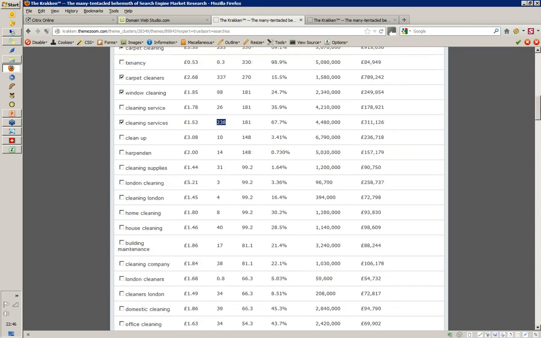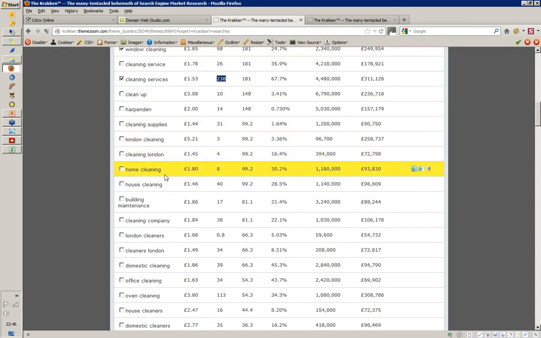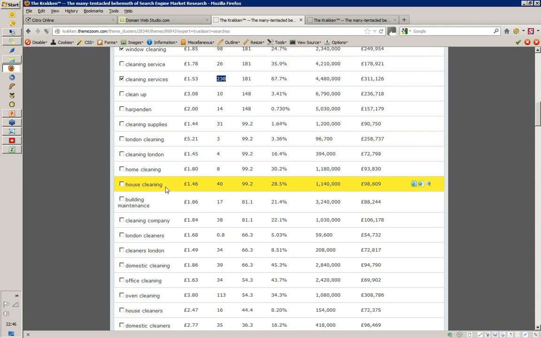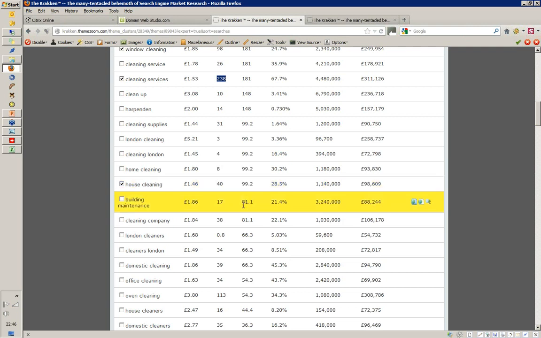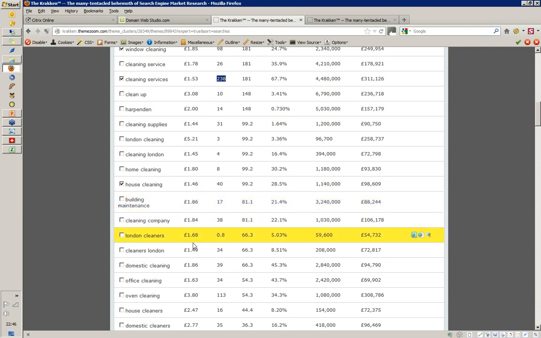So what I'm doing here, guys, is I'm just running through a list. I'm looking at what people are looking for. What are they typing in? Home cleaning, nearly 100 searches a day. How's that? House cleaning is probably better. Building maintenance is coming here. That's with a fair bit of change, eh? Cleaning company. Domestic cleaning.